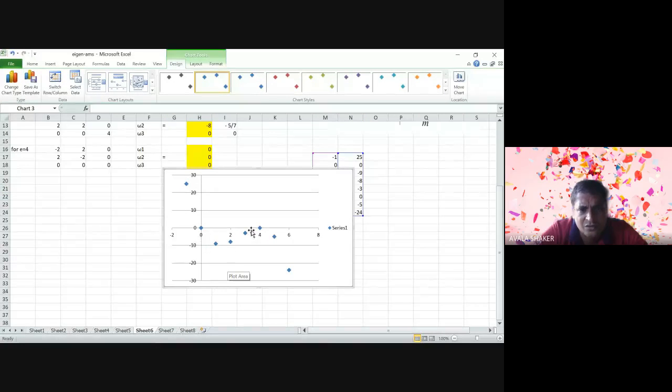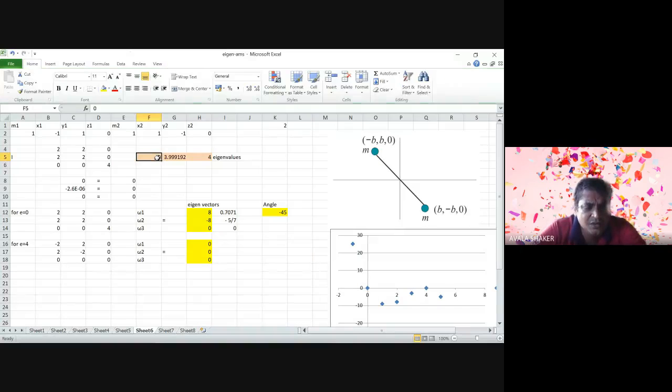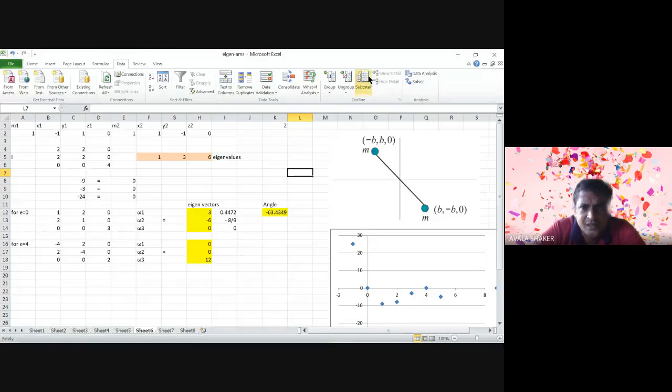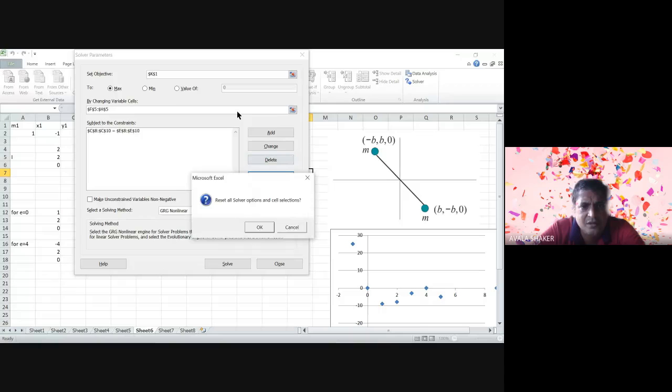Okay, so 0 and 4, that seems to be the values. So you can give some 1 here, 3 here, maybe 6 here. Go to data, solver, set all.